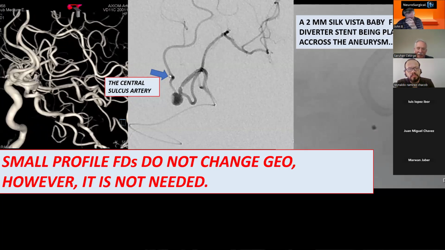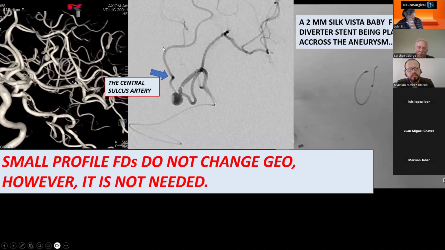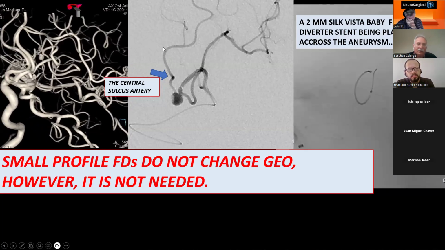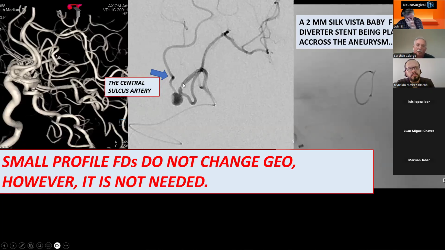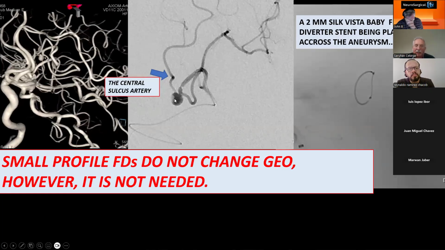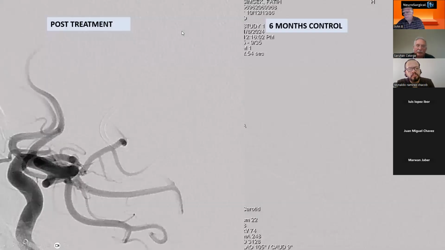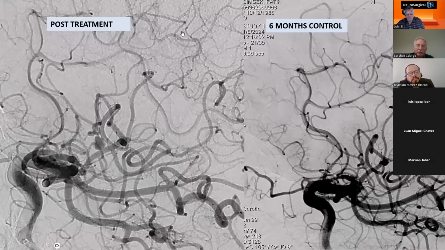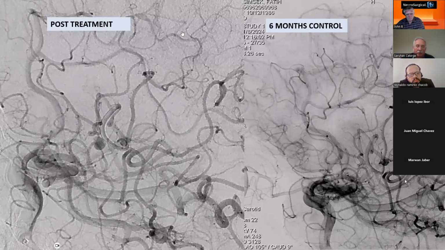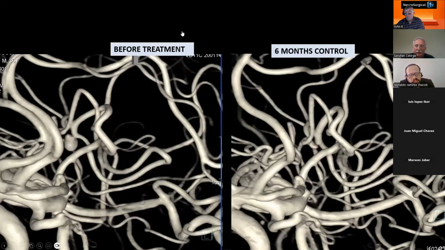Nightmare case. Okay, we used to do a bypass here for the central sulcus artery. Then the Silk Vista Baby was just placed across the aneurysm, jailing the aneurysm and the central sulcus artery. And look what happened at 6 months. Aneurysm is down, but central sulcus artery is perfectly filling. Again, this is the central sulcus artery before and after.